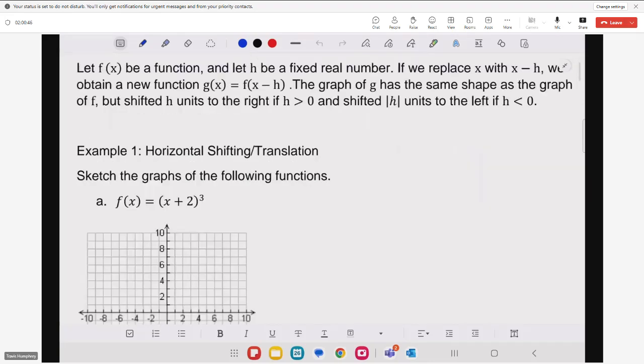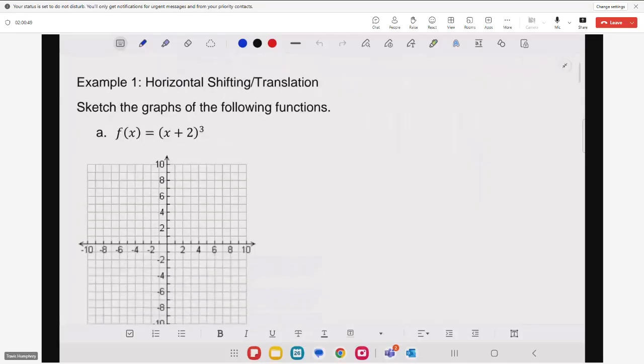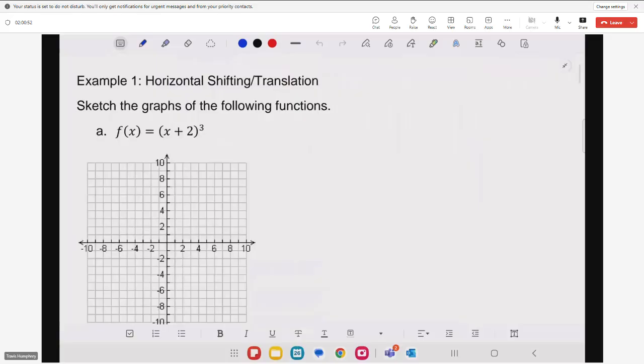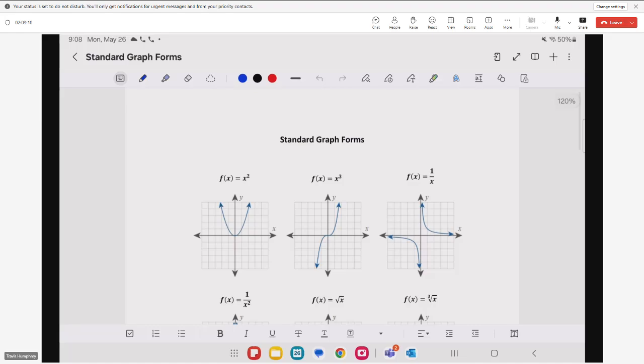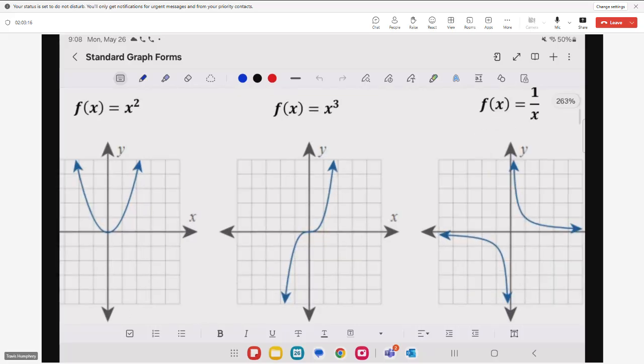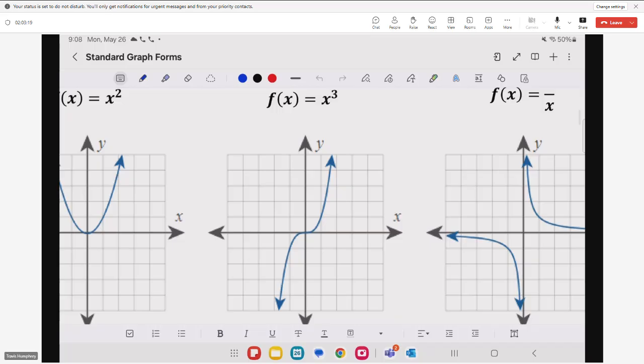So let's take a look at example 1. Sketch the graph of the function f of x equals x plus 2 raised to the third power. So to look at this graph, let's first look at the standard graph, or the parent function. So the parent function would be f of x equals x to the third. So you can see the general shape of the function there in the middle. So what we're going to do, because we're adding to the inside, we're going to move this to the left.